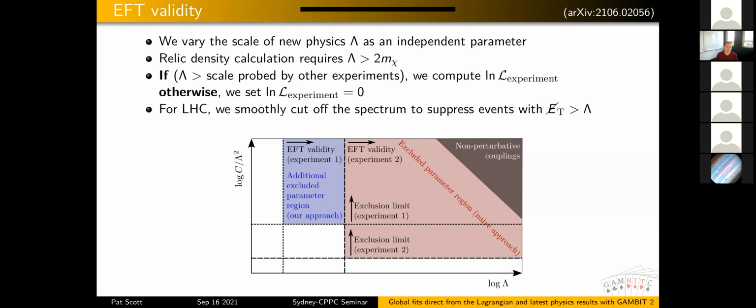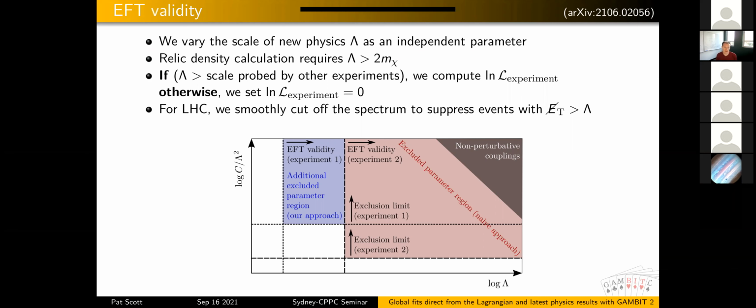It gets particularly complicated with the LHC because the different searches are such that there's only some parts of the data where the EFT would be invalid. So what we actually do is to leave out events where the missing ET of the events would be bigger than lambda. So basically, depending on the value of lambda, we smoothly cut off the predicted spectrum of the theory at different missing ETs.